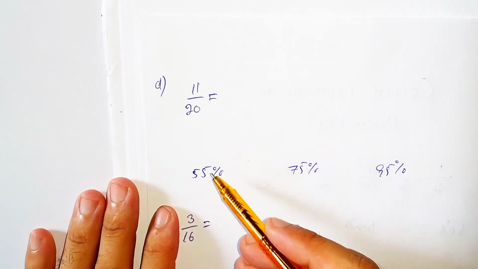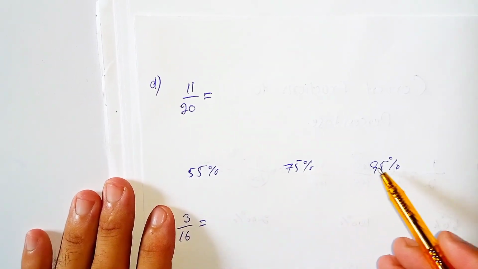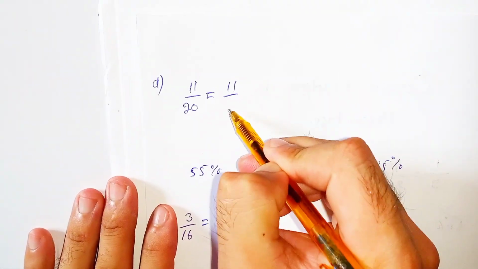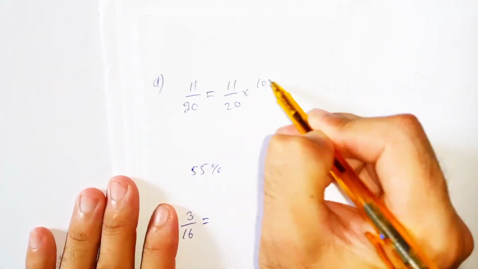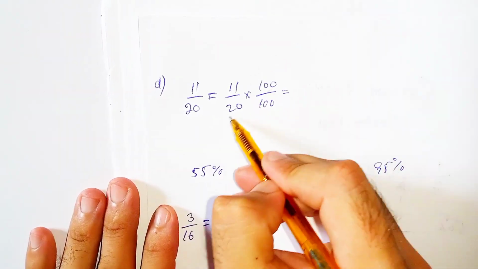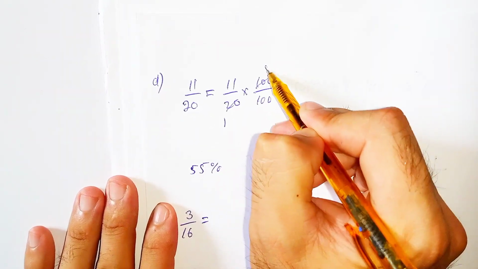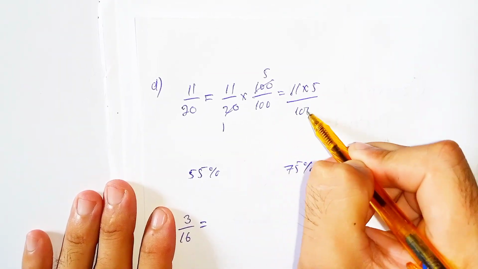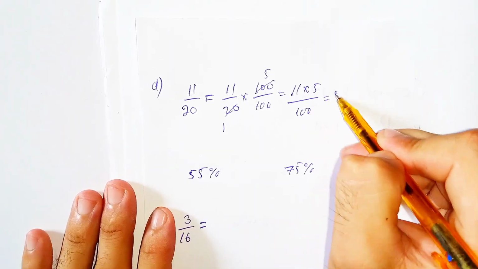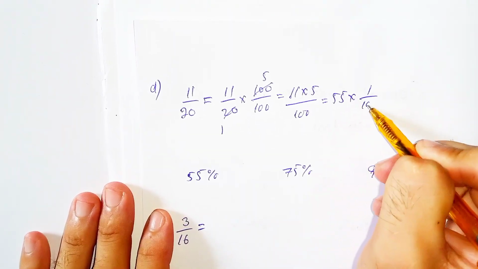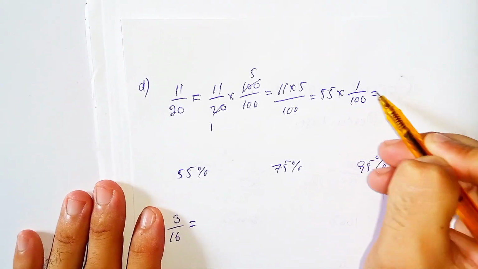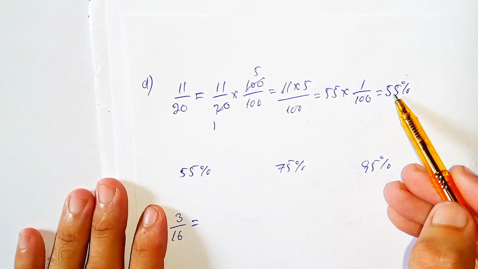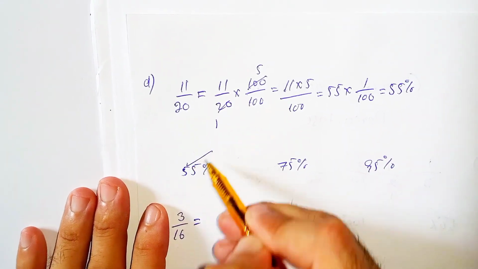Now, is 11 over 20 equal to 55%, 75% or 95%? So again, we will convert this fraction into percentage. So 11 over 20 multiply by 100 and divide by 100. Right, so 20 times 1 is 20 and 20 times 5 is 100. Right, so 11 times 5 divided by 100. So 11 times 5 is 55 multiplied by 1 over 100. So instead of 1 over 100, we can write the symbol percent, which is equal to 55%. So 11 over 20 is equal to 55%. So the correct answer is 55%.